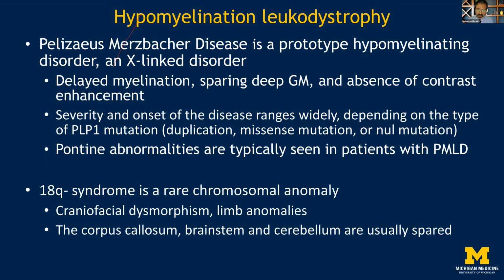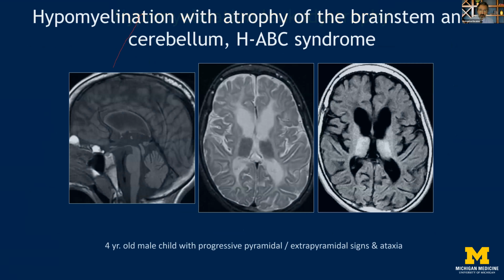18q- syndrome is a rare chromosomal abnormality. These patients have a very classic craniofacial dysmorphism with limb anomalies. The corpus callosum, brainstem, and cerebellum are typically spared. Hypomyelination with atrophy of the brainstem and cerebellum, just like the name tells it. There's a hypomyelination, bright signal on the T2 weighted images. Realize the signal intensity on the T2 is very hazy. You're looking at a child in early development.